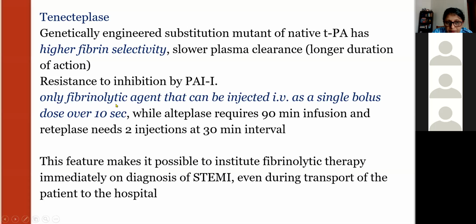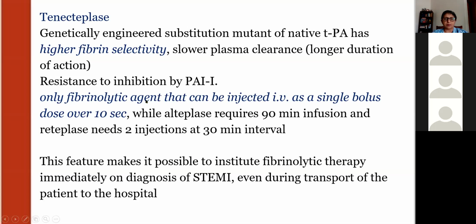Tenecteplase is the only fibrinolytic agent that can be injected IV as a single bolus dose over 10 seconds. So we can just push the drug. Alteplase requires a 90-minute infusion because of its short half-life, and reteplase needs 2 injections at a 30-minute interval. But this can be injected IV as a single bolus. Bolus means at a stretch we can inject over 10 seconds.